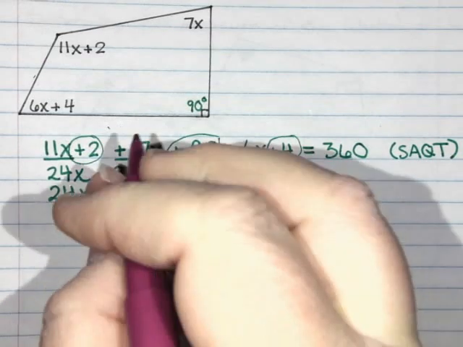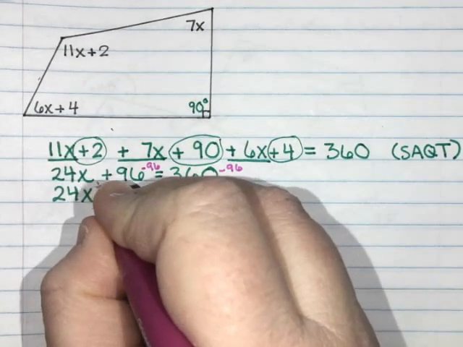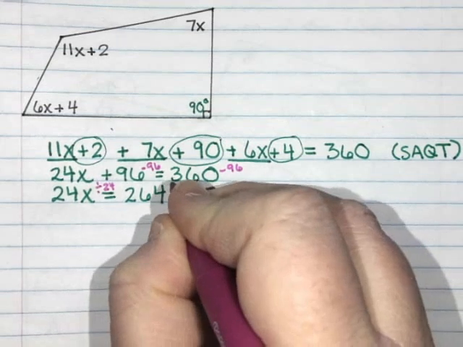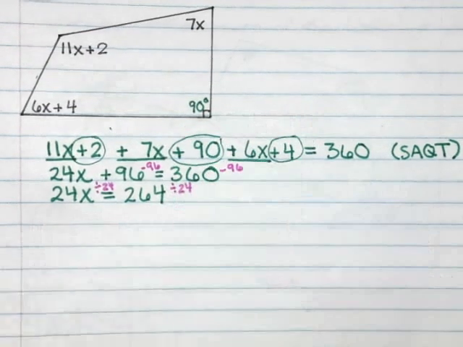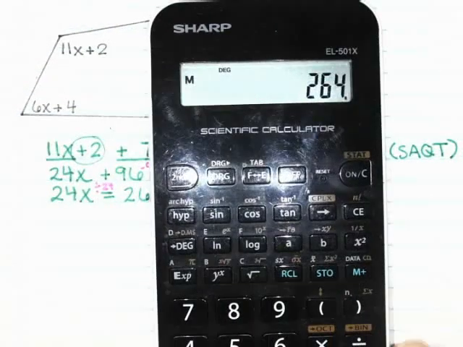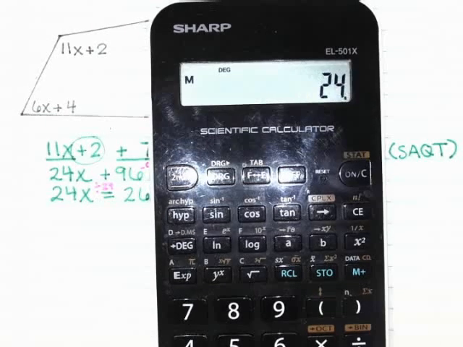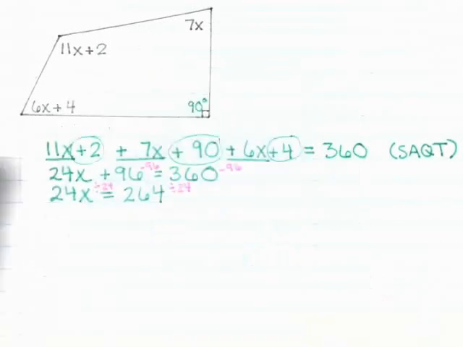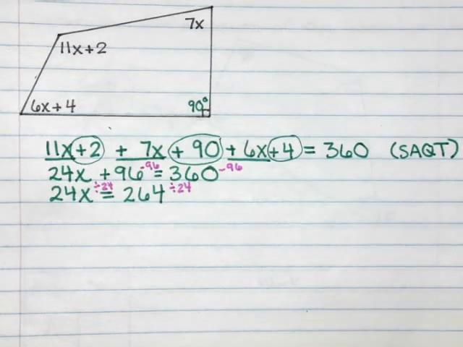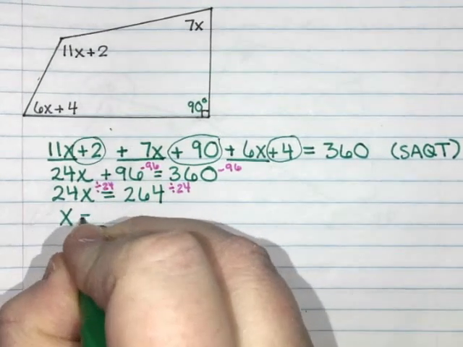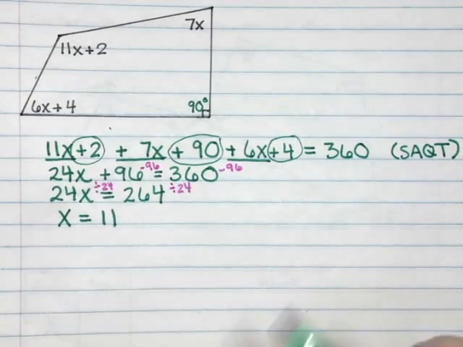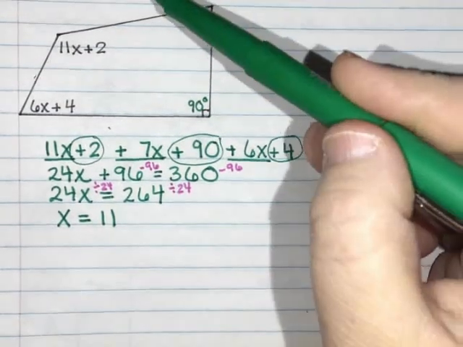And then I just need to divide both sides by 24. So 264 divided by 24 gives me 11. So x equals 11. Now the question only asked me to solve for x.